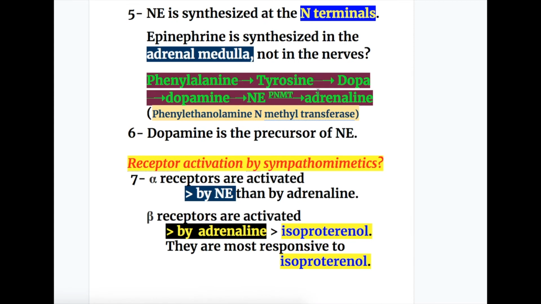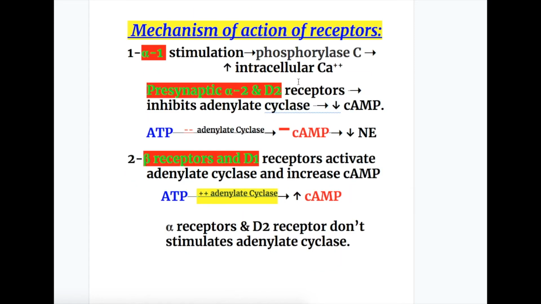See here in the synthetic pathway, dopa was converted into dopamine, which converted into norepinephrine, converted to adrenaline. Now moving on to mechanism of action of receptors. Let me describe the beta receptors and D1 receptors first. They activate adenylate cyclase and increase cyclic AMP.